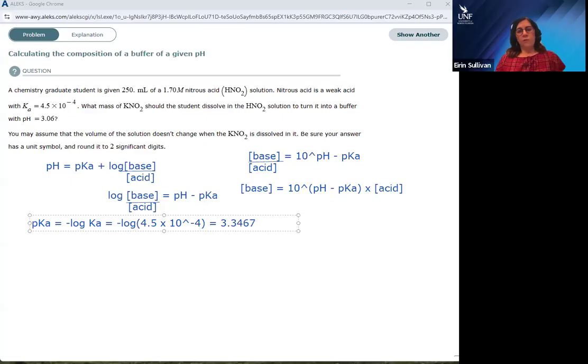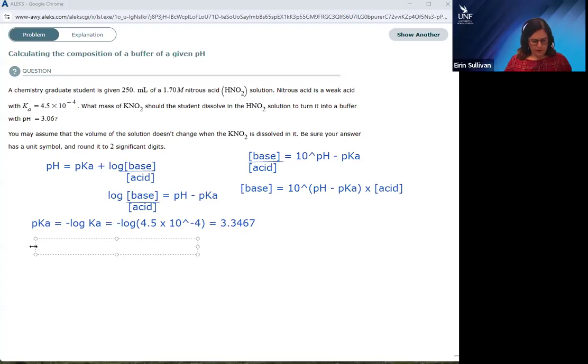3.3467, and that supports what we know about buffer solutions and selecting the correct buffer, because you should pick a buffer where the pKa of your weak acid or your weak base, depending on what kind of buffer you're making, is within 1 pH unit of the pH you're trying to maintain. So we are fitting that beautifully. All right, so let's calculate the concentration of the base that we should have.